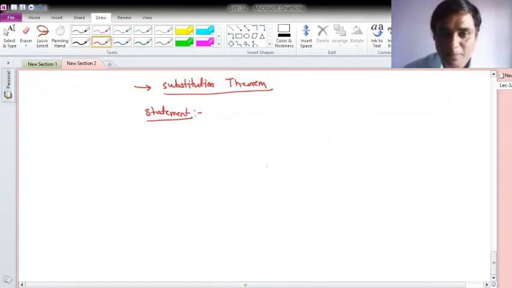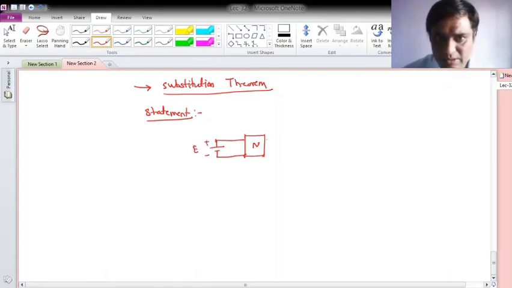For example, if I have a network and to this I applied excitation like this, E, and this is my current through resistor R. So what is the voltage drop here? It will be I into R. So this E is the voltage applied to the network, I is the current flowing in the load, so the voltage drop across R is IR, and now this resistor branch can be replaced by a different branch, provided that the network current and voltage must be the same.